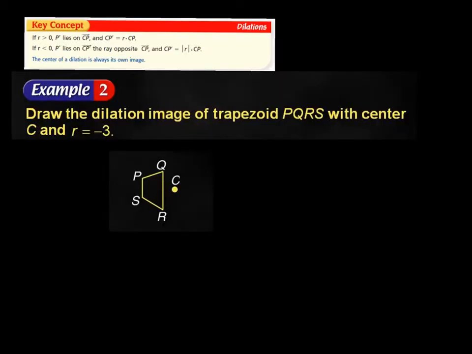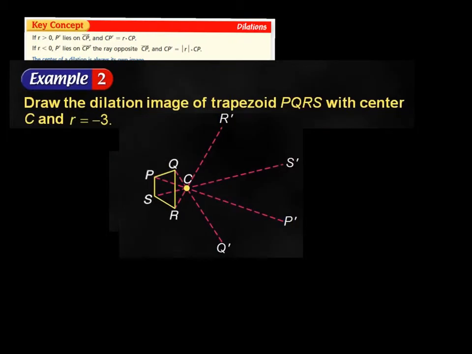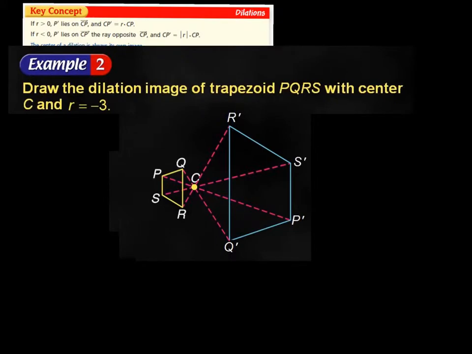Okay, they ask us to draw the dilation image for trapezoid PQRS with a center of C and r equals negative 3. So this time we're going to take each of our segments, QC, and triple it to make CQ prime. PC, we're going to triple to make CP prime, and so on. So when we connect our points, we can see that our transformed image, the blue image, is an enlargement of the original yellow one.